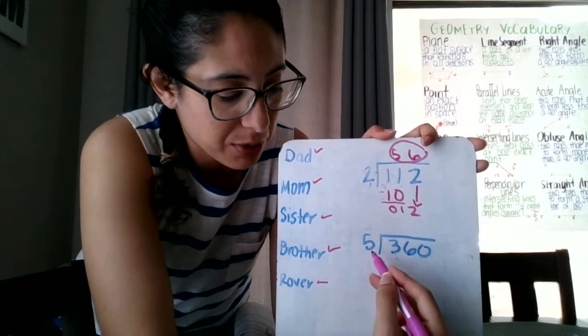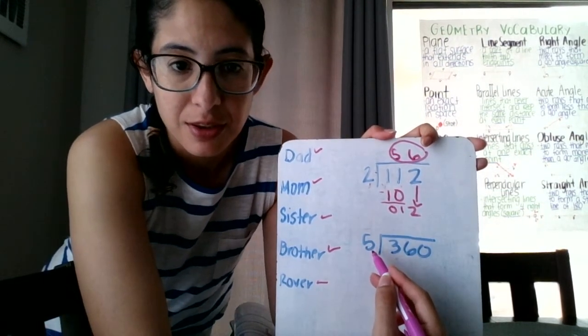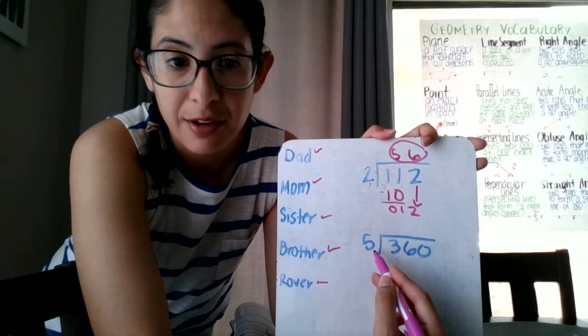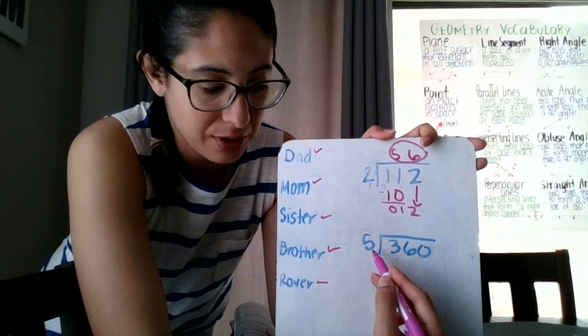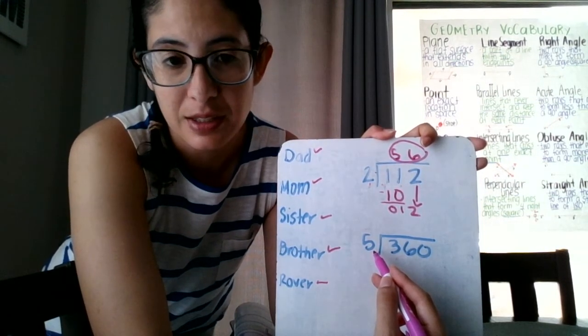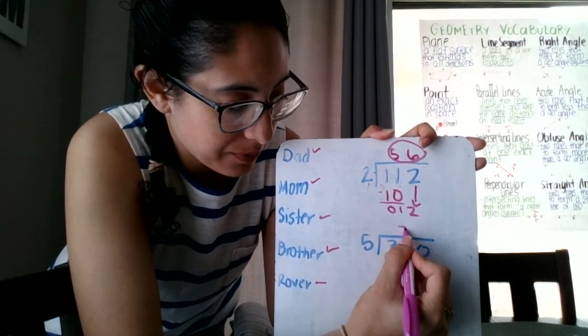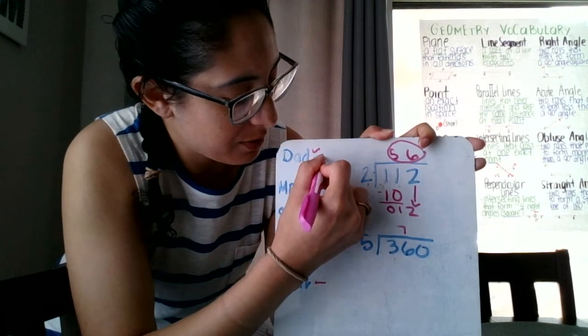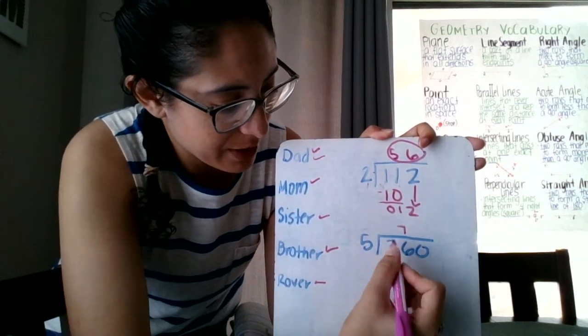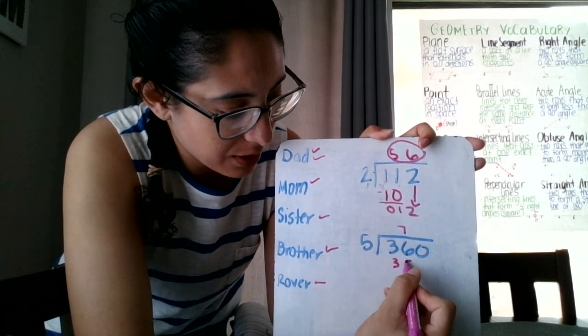Let's check. What's 5 times 6? 30. Can we get closer? 5 times 7 is 35. What about 5 times 8? That's 40. That goes over. So it has to be 7. Okay, so I divided. Now I'm going to multiply. 5 times 7 is 35.